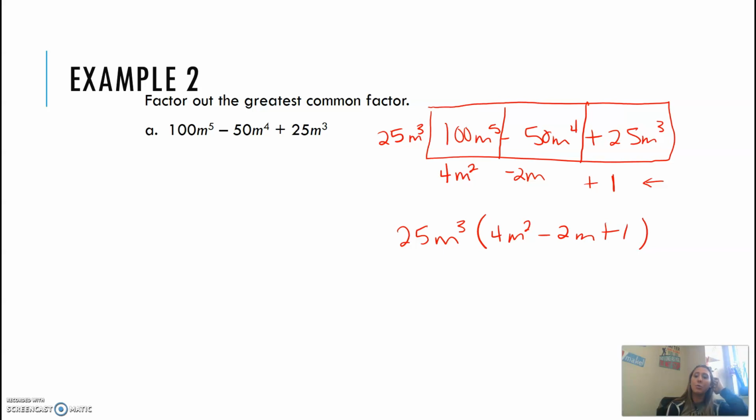So that's something that you're always going to want to check. You're always going to check to see if you can factor further. That's going to be another difference in this class versus the classes that you've done in the past.